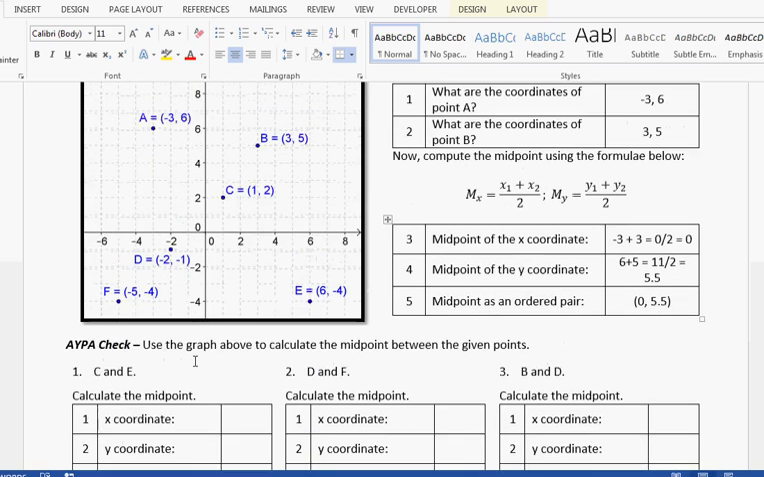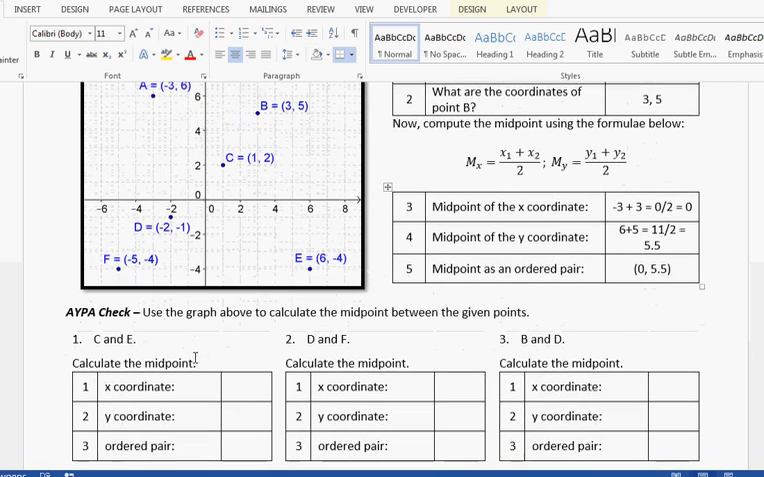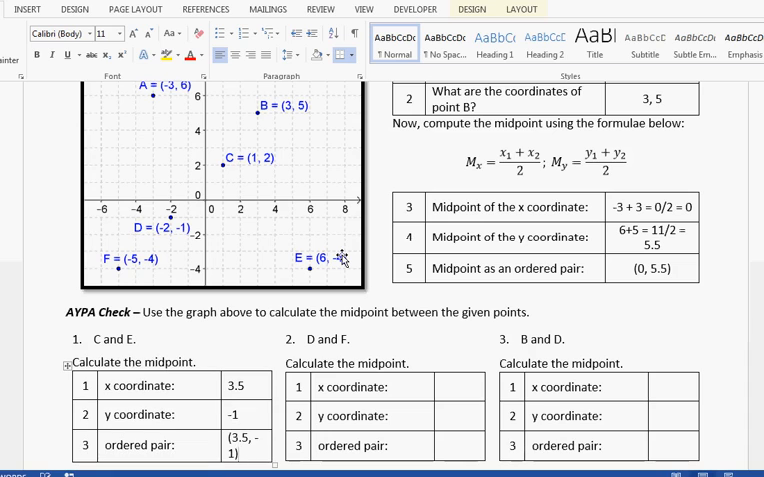Alright, so here we want to do C and E. So we want the midpoint between C and E. We're just going to kind of operate in our heads here just for a little bit. 1 plus 6, the x coordinates between C and E. 1 plus 6 is 7 divided by 2, it's 3.5. The y coordinate is 2 plus a negative 4, that's negative 2 divided by 2, which is negative 1. So the ordered pair here is 3.5, negative 1. Yeah, totally didn't leave enough room.